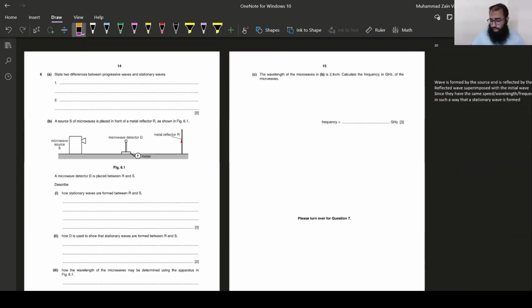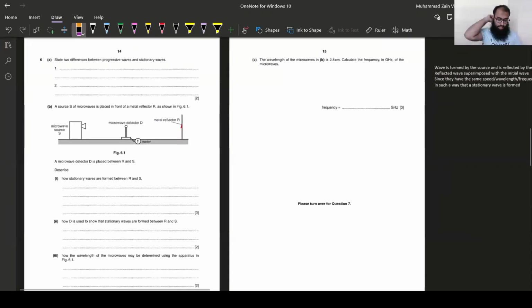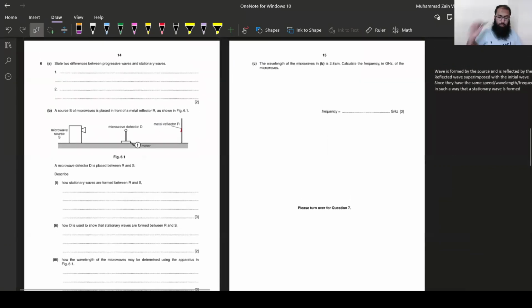And then when I bring it to a region of antinode, that would be a region of maximum amplitude. So there would be two special types of points when I am moving the microwave detector. At one point the reading would be totally zero, and at another point the reading would be a very high, maximum value. That would be a node and an antinode, and from that I could conclude that there's a stationary wave which was formed between R and S.